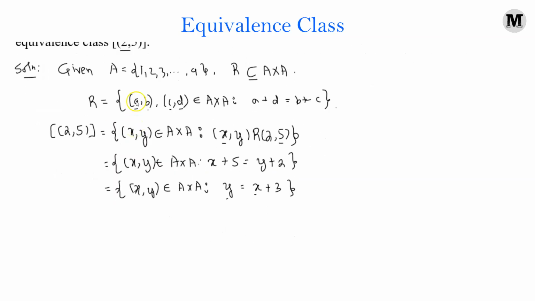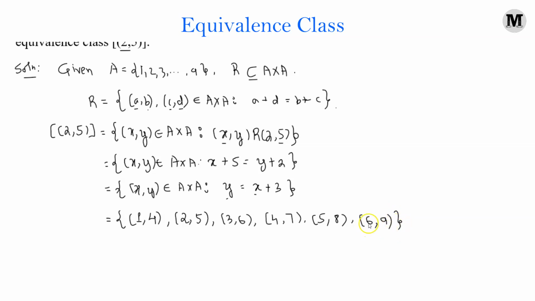Since A is the set of first 9 natural numbers, let's begin by picking up x equal to 1. When we pick up x equal to 1, 1 added to 3 gives us the corresponding y value, which is 4. Then we have x equals 2, which gives us y equals 5. x equals 3 gives us y equals 6. x equals 4 gives us y equals 7. x equals 5 gives us y equals 8. And x equals 6 gives us y equals 9.